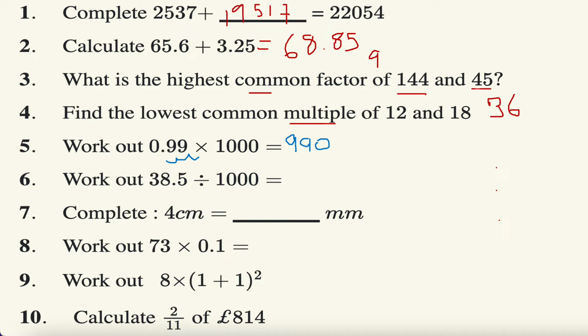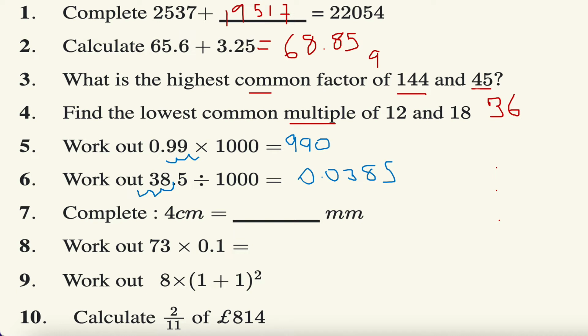Question number 6. Work out 38.5 divided by 1,000. We'll move it 3 places to the left this time. 1, 2, 3. So it's 0.0385, if that makes sense. Because it would be 0.385 if I divided it by 100, but I'm dividing it by 1,000, so I'm going to move it 1 place further.